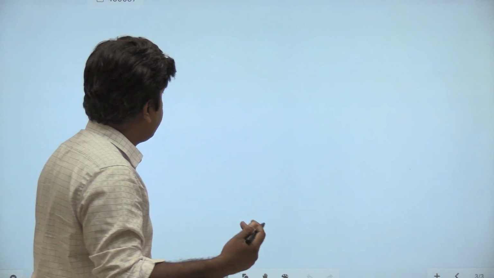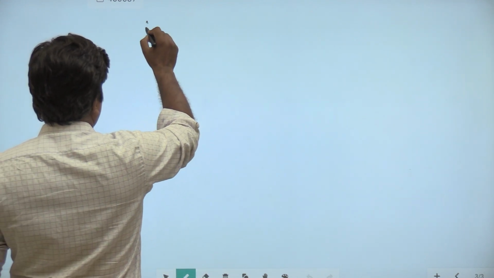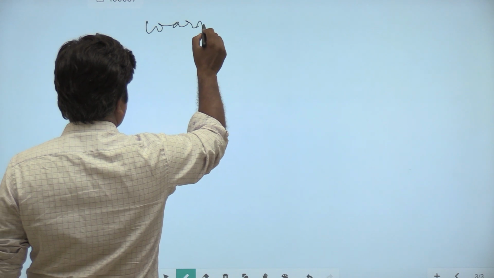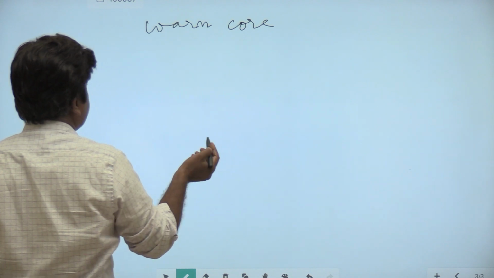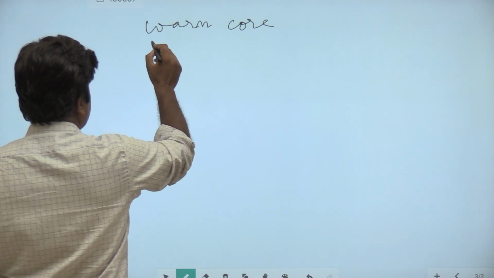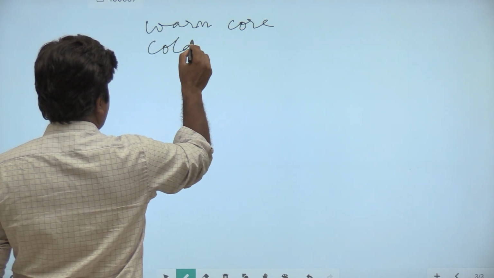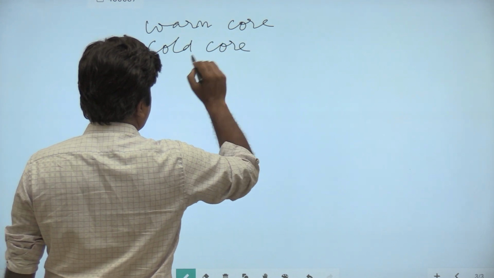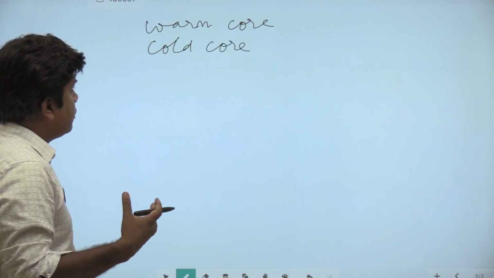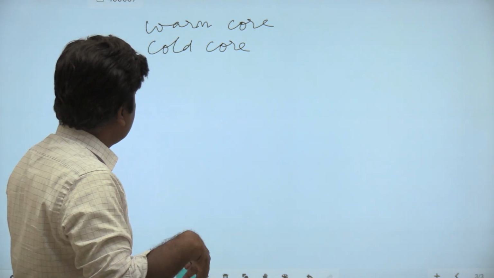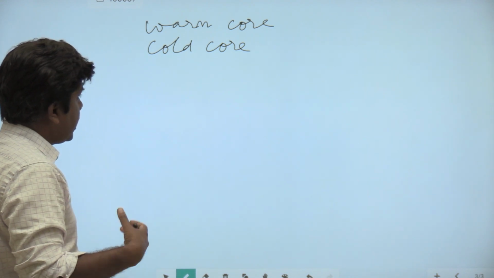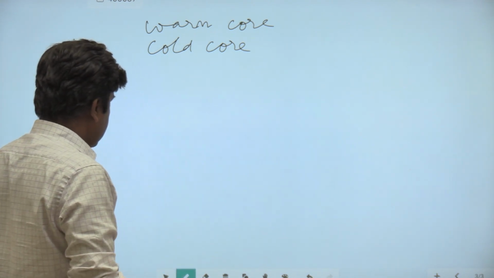Basically there are two types of anticyclone. One type is known as warm core anticyclone, and another type is cold core anticyclone. Whether the anticyclone is warm core or cold core will actually decide where they are likely to be found.